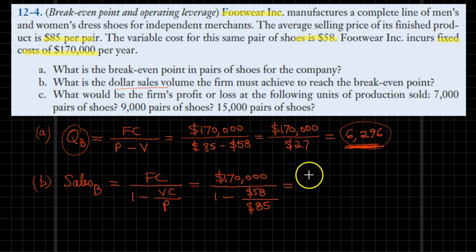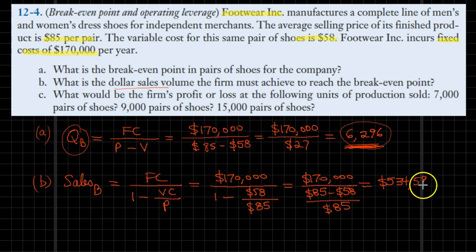And doing the algebra, $170,000 divided by, if you find the common denominator here, you will get this, all divided by $85, and finally our result comes out as $534,591.19 as a break-even sales amount. So with this amount of sales, our company is assured to break even.